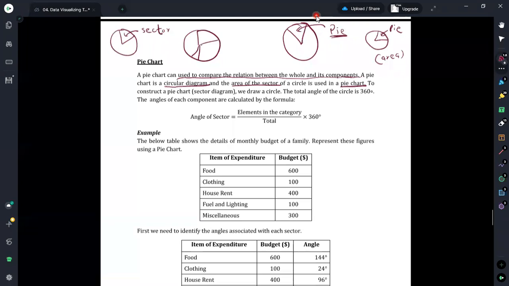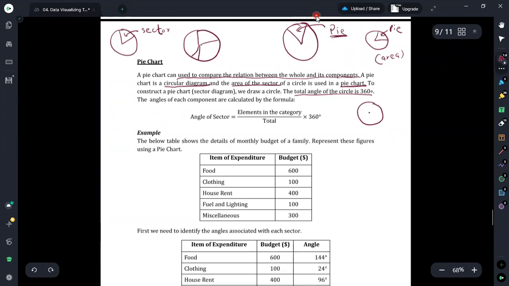Actually, this is based on the number of elements which fall under each category. When we are going to identify the sectors in the pie chart, what we have to pay attention to is that the total angle of a circle is equal to 360. Suppose you are drawing a circle, then you will have a center, like this point. If you are measuring the angle around this center, then this would be equal to 360 degrees. That is why we are saying that the total angle of a circle is equal to 360 degrees.